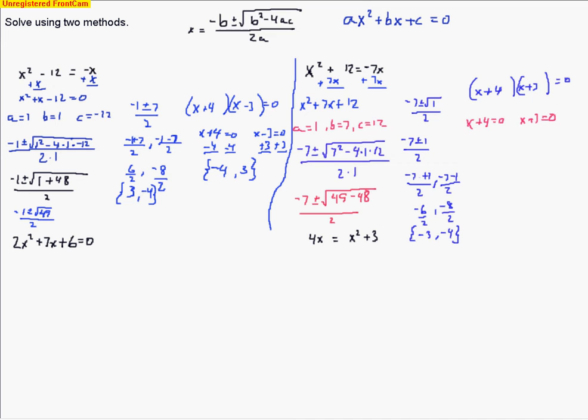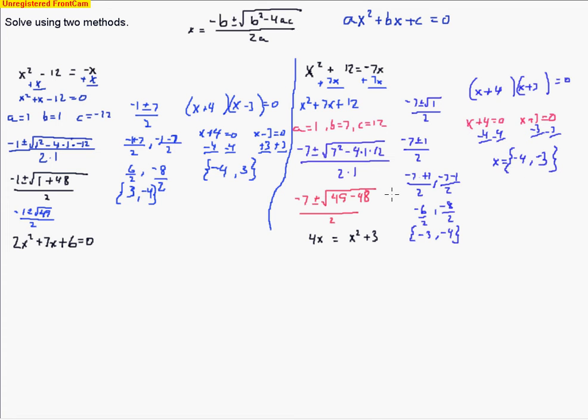And so when I go ahead and solve this, I'm just doing an opposite operation, moving that 4 over to the other side. Here I'm moving the 3 back to the other side. And so I end up with my two answers of negative 4 and negative 3. The two x-intercepts. So those are my two solutions.